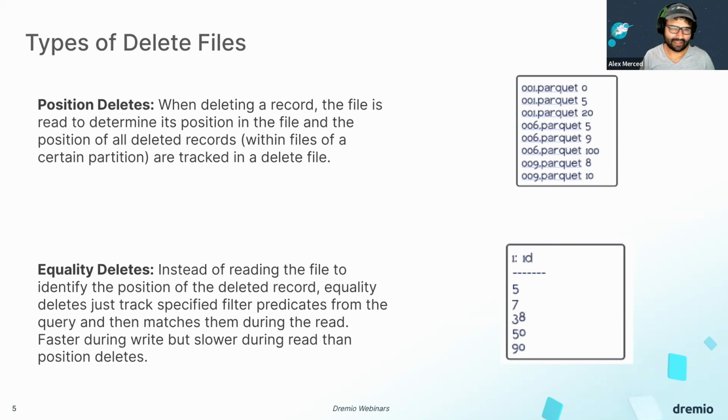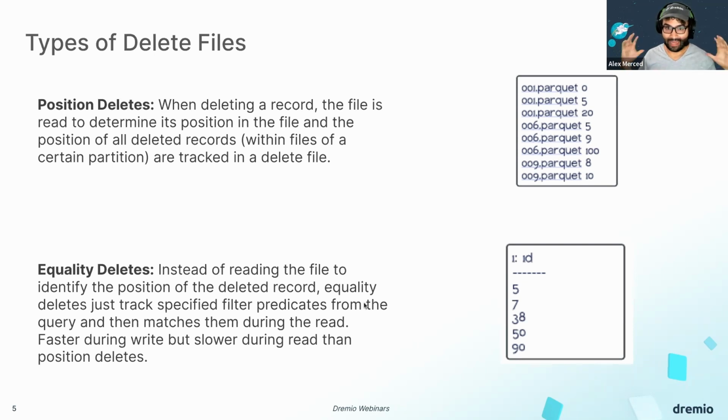Again, I would say the vast majority of implementations you can see right now are going to be using position deletes, and equality deletes may not even be an option at the moment, but it's a part of the spec. It's something that you'll have more and more availability to use as things evolve. But those are the two options.